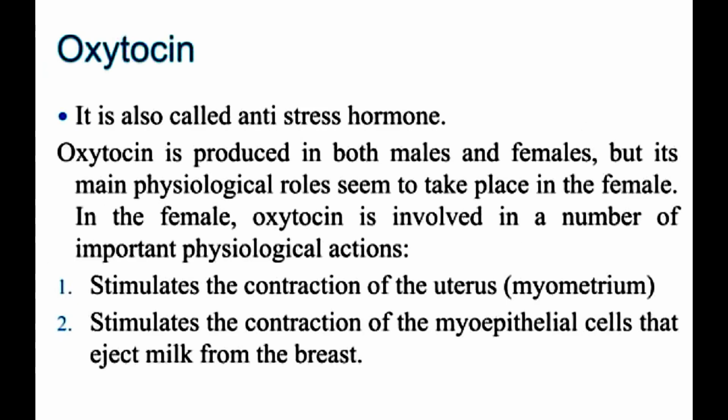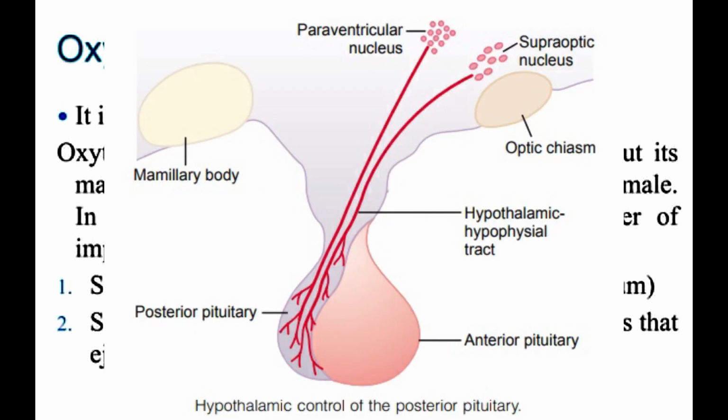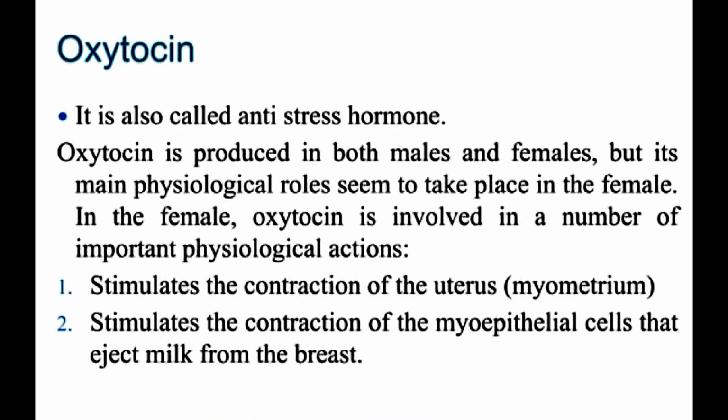Oxytocin. Oxytocin is secreted by the paraventricular nucleus of the hypothalamus. It is stored in the nerve endings of the hypothalamo-hypophyseal tract. When there is a stimulus that reaches the posterior pituitary from the hypothalamus, the oxytocin will be released into the blood. It is secreted in both males and females. In females, it will act on the mammary glands and the uterus.